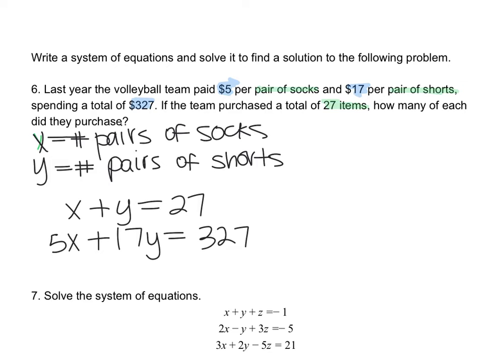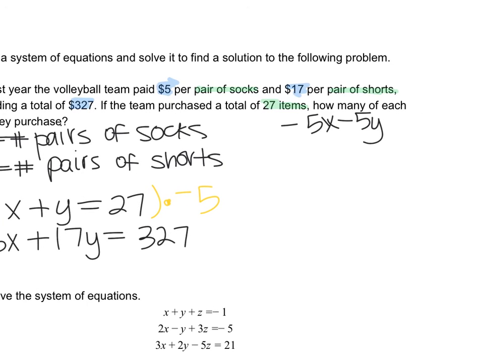So we have an option. We can either eliminate x or we can eliminate y. It doesn't matter which variable we choose. I'm going to choose to eliminate x, so I'm going to multiply the first equation by -5. So when I do that, I end up with -5x minus 5y equals -135. My second equation doesn't change.